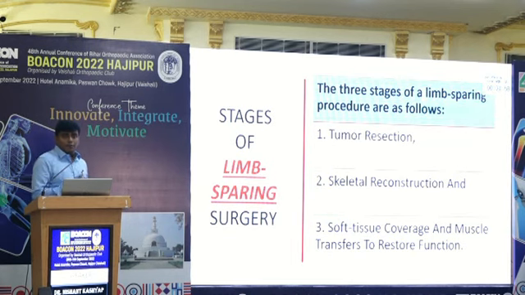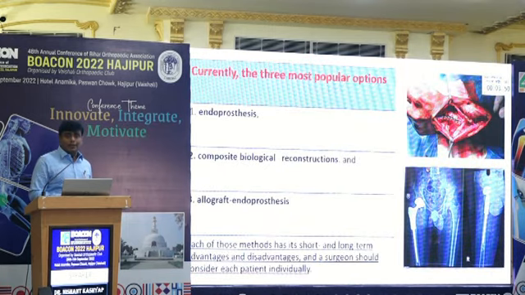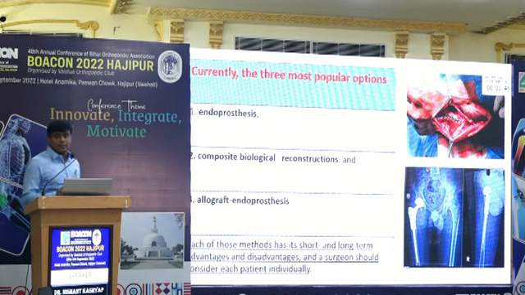First step is tumor resection, followed by skeletal reconstruction, followed by soft tissue coverage and muscle transfer to restore the functions. So currently we have 3 most popular options for limb salvage surgery. First one is the endoprosthesis, second one is the composite biological reconstruction, and third, the allograft endoprosthesis combinations. Each of those methods has its short-term and long-term advantages and disadvantages, and the surgeon should consider each patient individually.